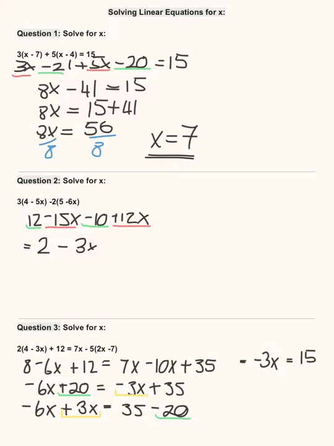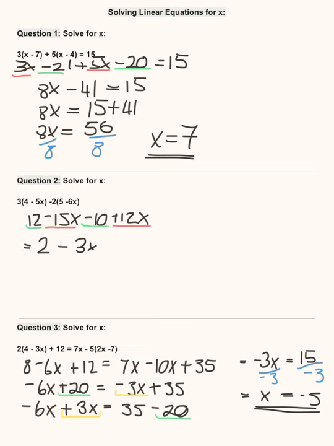So again, we're at the point now, like in question 1, where we divide down each side by whatever number is beside our letter. So we divide down by the coefficient. That will leave x by itself, which is what we want. We want x isolated. And then 15 divided by minus 3 is minus 5. And there is our value for x.